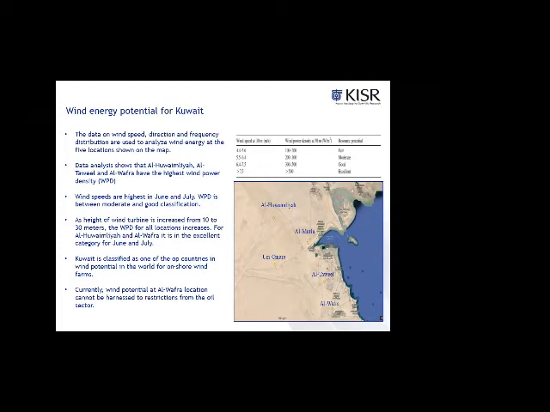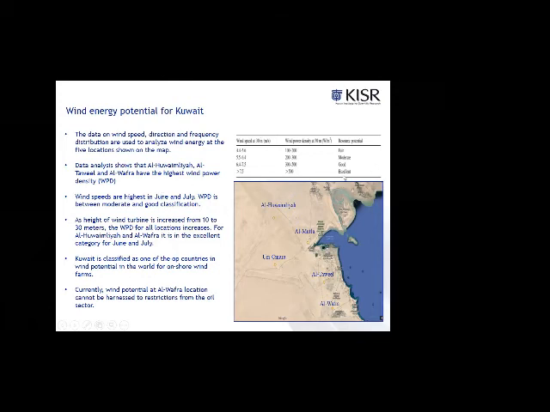First, let's talk about the wind potential for Kuwait, because we have a huge potential to use wind energy, wind turbines in Kuwait. We are not. It's just one plant at Al Shigaya. So anyway, let's look at the numbers. The data on wind speed, direction, frequency distribution were used to analyze the wind energy at five locations in Kuwait, and the map shows the five locations.